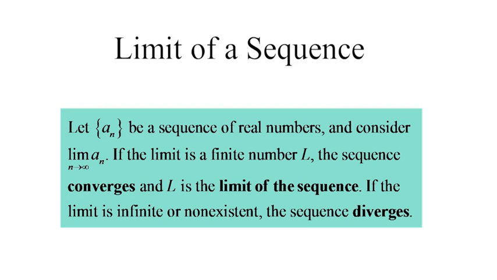Next, we need to discuss the limit of a sequence. Suppose we let a sub n be a sequence of real numbers, and we're going to consider the limit as n approaches infinity of a sub n. If we calculate that limit and it is a finite number, then the sequence converges. If we calculate the limit and it approaches infinity or is non-existent, then the sequence diverges.